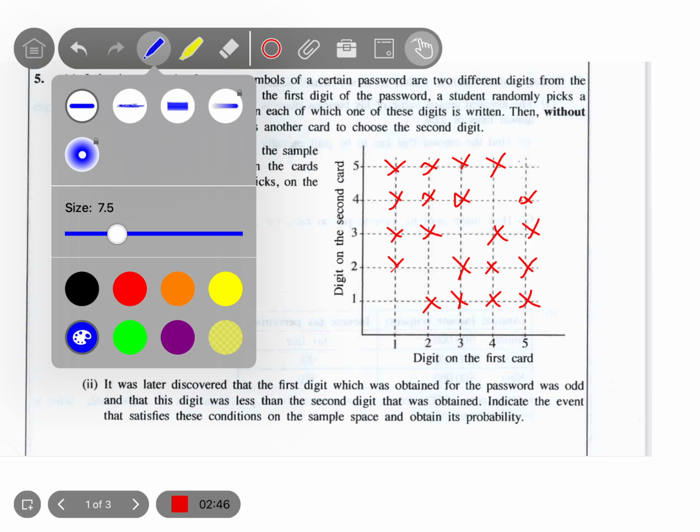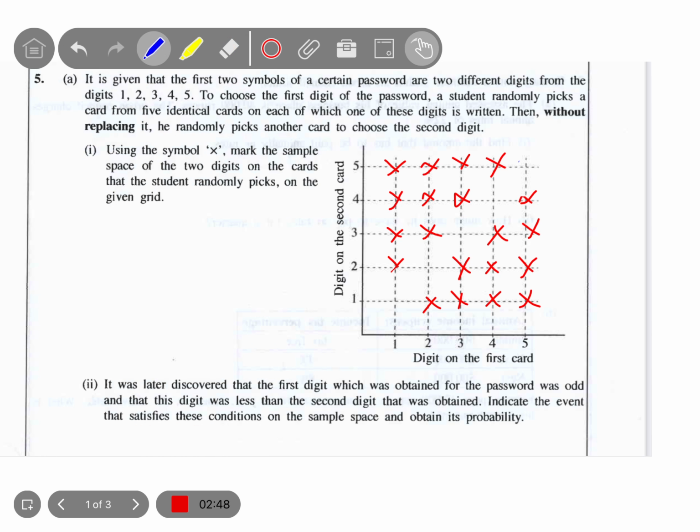So that's how you approach the question. You need to think out of the box. If you take one card out, the second card can't be the same thing. So that means you can't mark those equal values over there, right?